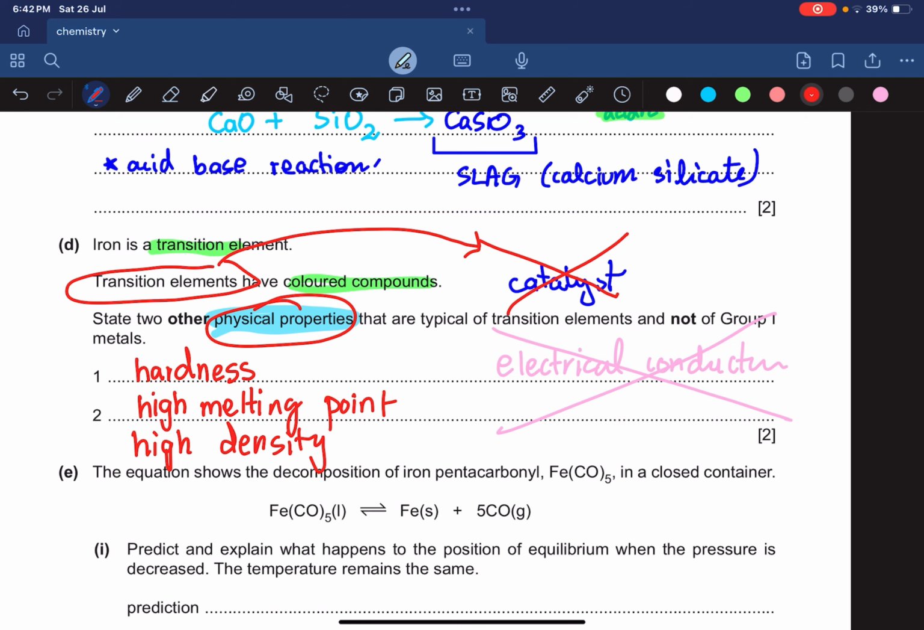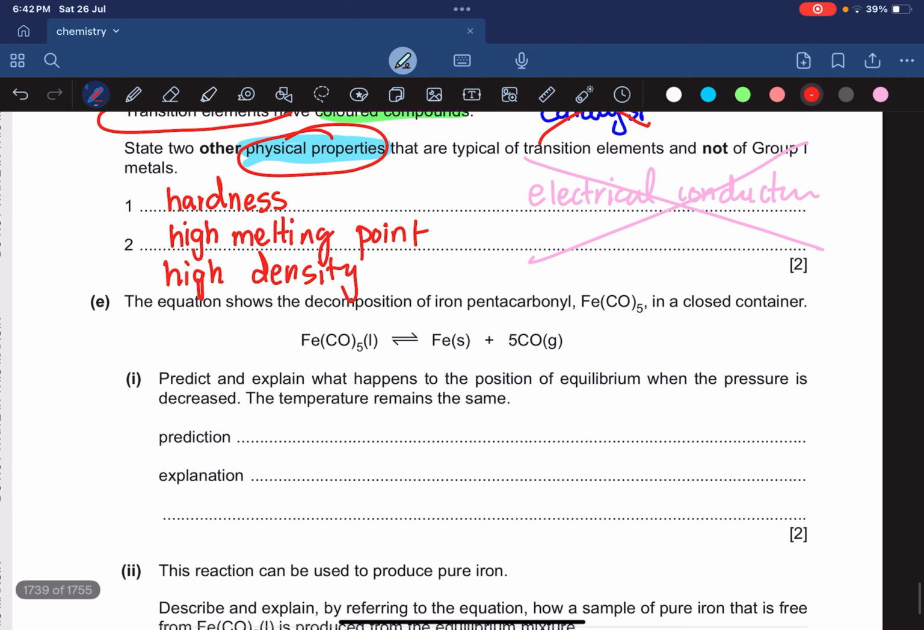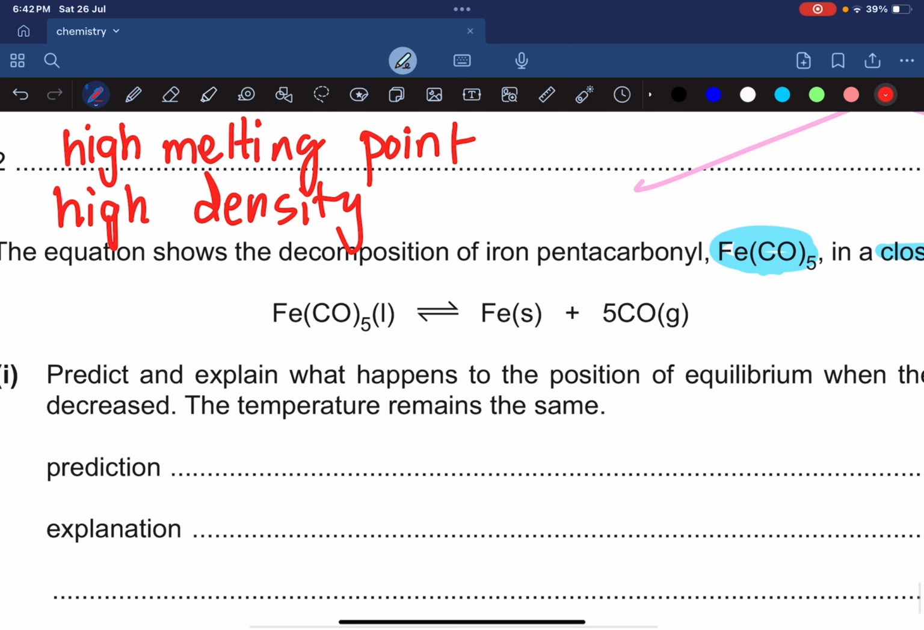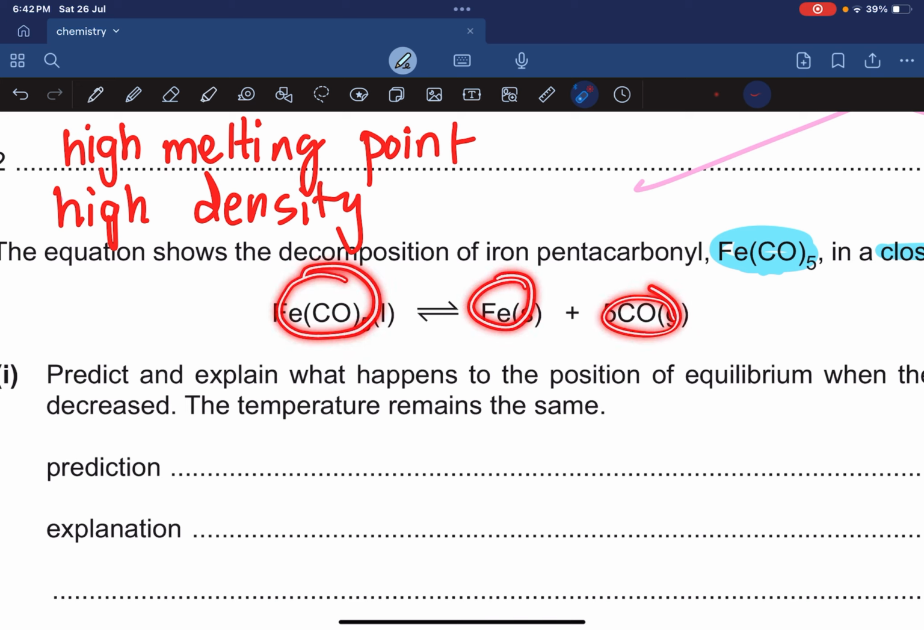Okay, the equation shows the decomposition of iron pentacarbonyl, Fe(CO)5, in a closed container. An important word in what's happening is decomposition in a closed container. Predict and explain what happens to the position of the equilibrium when the pressure is decreased, the temperature remains the same. Okay, you're decreasing the pressure, and you have to predict the position of the equilibrium. First thing you have to understand what's going to happen. How many moles of gases do we have on this side, on this side, whatever.